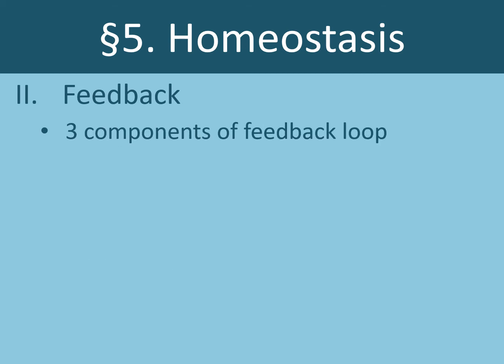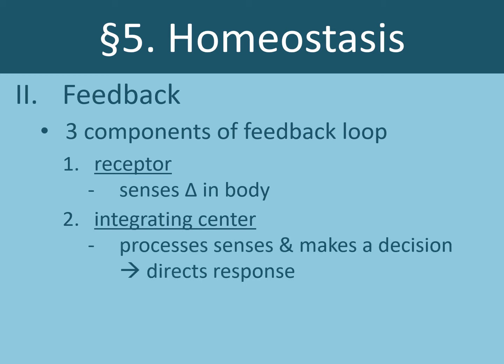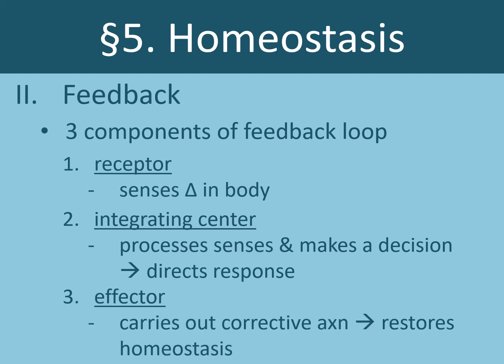In order for homeostasis to work, feedback loops require three components: receptors, integrating centers, and effectors. The receptor is a structure in the body that senses a change. The integrating center is a structure in the body that processes those sensations and will make a decision about what to do. It directs the body's response. And then finally, an effector is a structure in the body that carries out the corrective action. It will restore the body back to homeostasis.